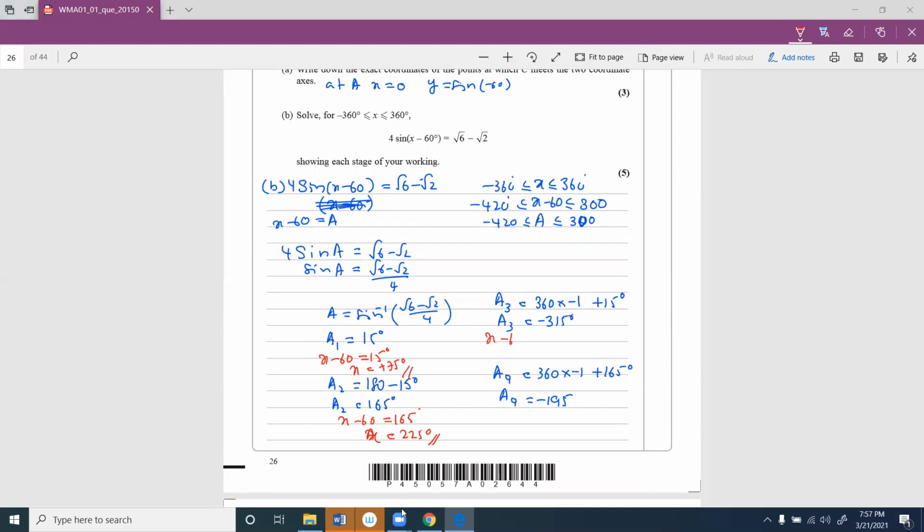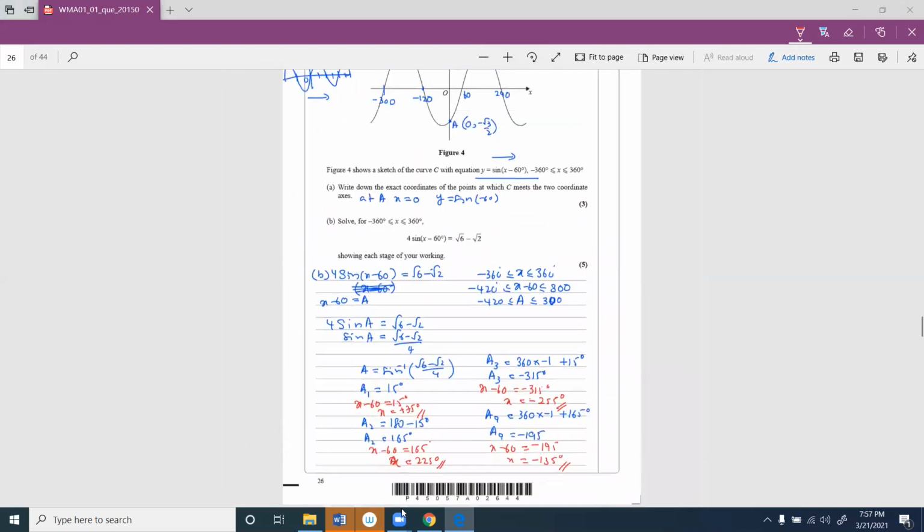Then x minus 60 equals minus 315. Then x equals minus 315 plus 60, which is minus 255. And over here, x minus 60 equals minus 195. So x equals minus 195 plus 60, which is minus 135. These are the solutions for this kind of trigonometric equation.